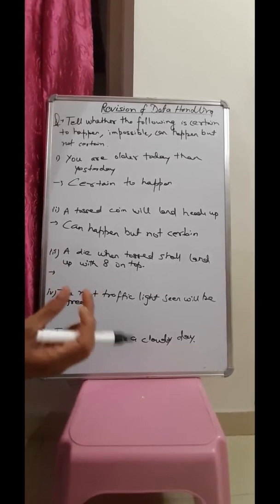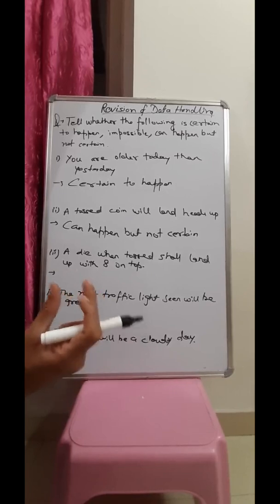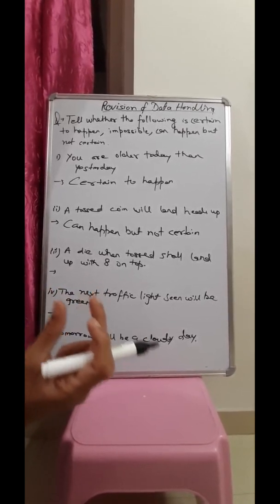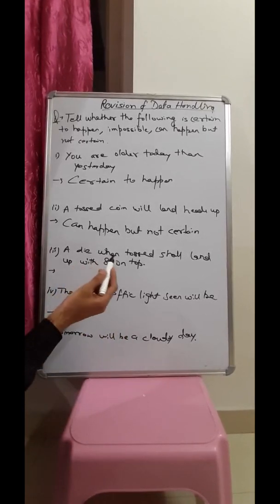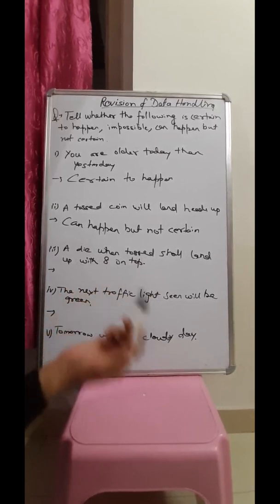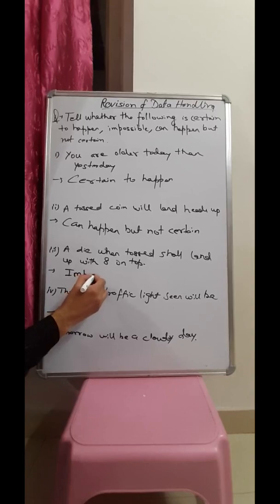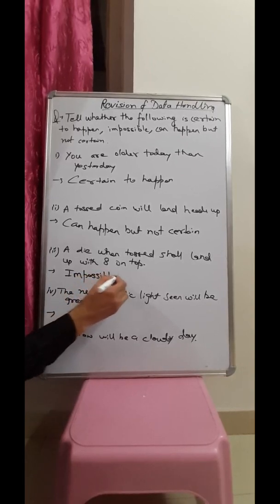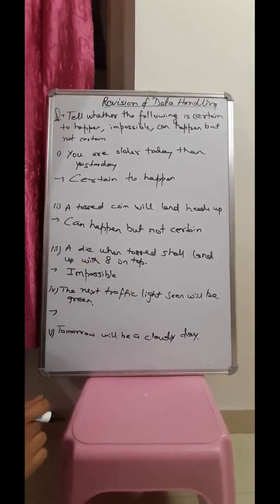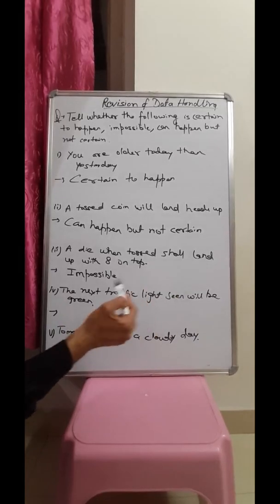You all have played Ludo. In Ludo there is a dice, and the numbers on the dice are from 1 to 6. Here they are saying that when the dice is thrown, it will land on 8. So 8 is not possible. So here what will come? Impossible, because this cannot happen. It will be impossible.